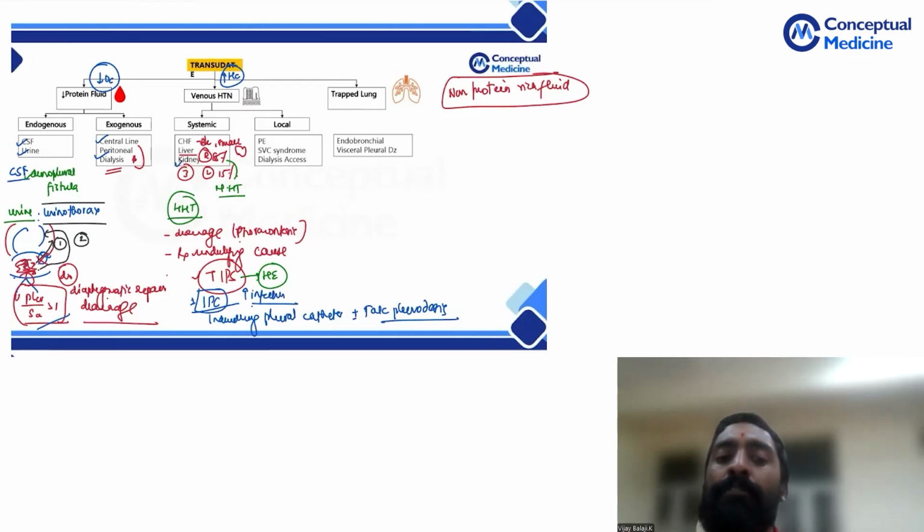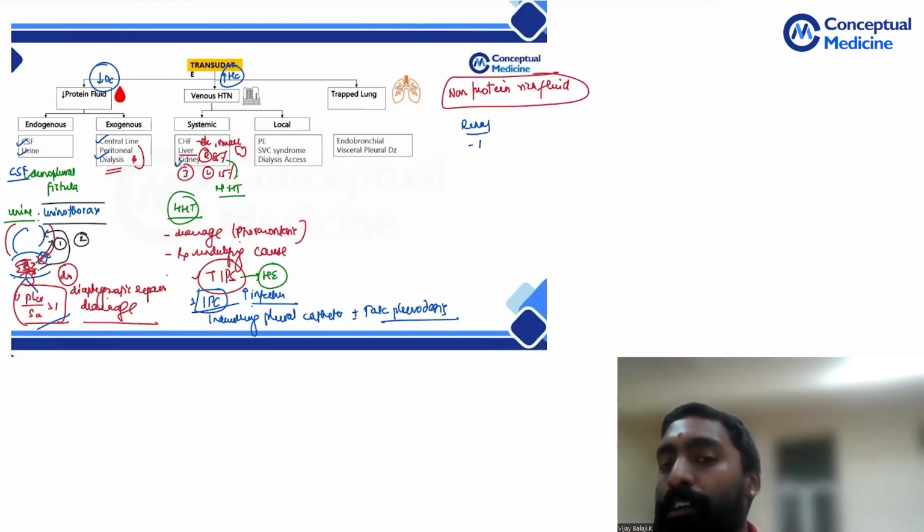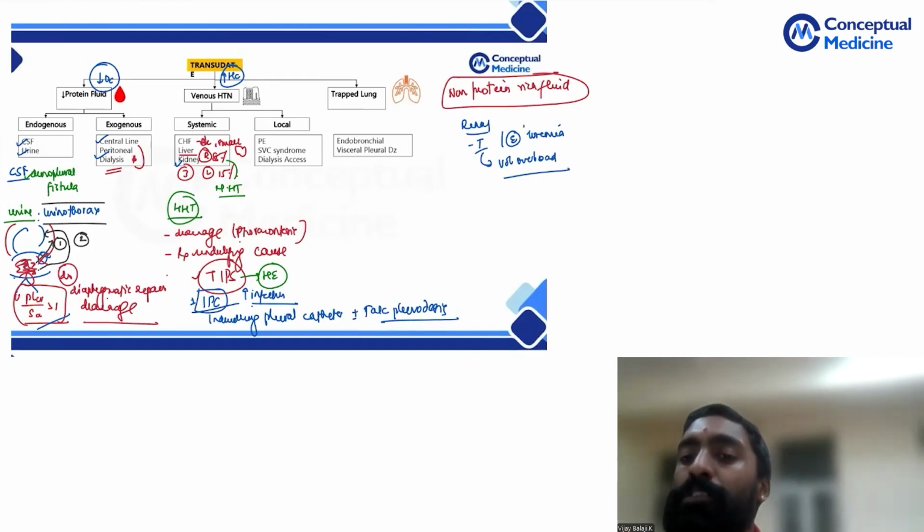Then you have renal failure. So in renal failure, very interestingly, you can have it in two ways. It can be transudative or it can be exudative. Exudative, it is because of uremia. Transudative, it is because of your volume overload. So both can be there. So it is very important to distinguish these two.